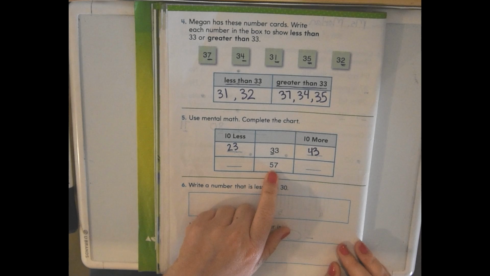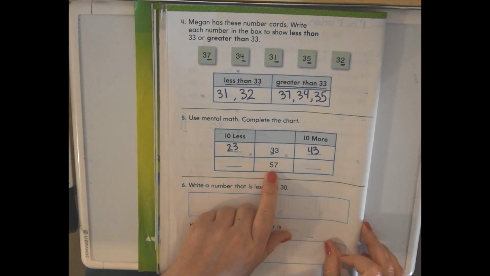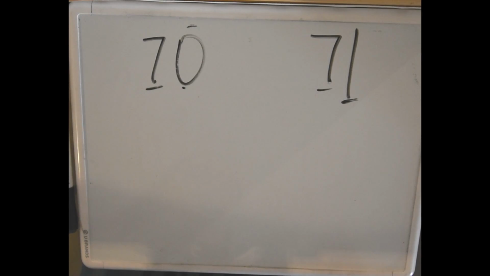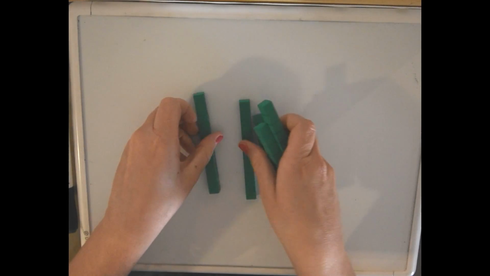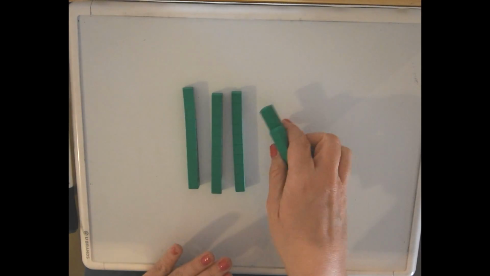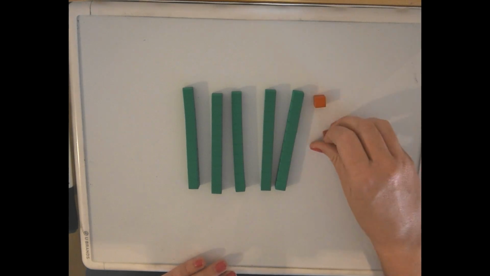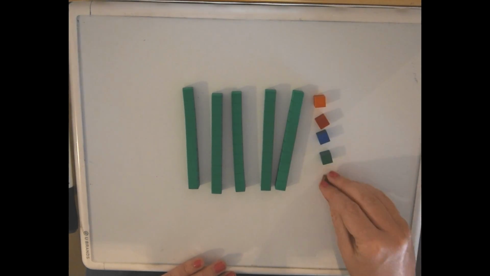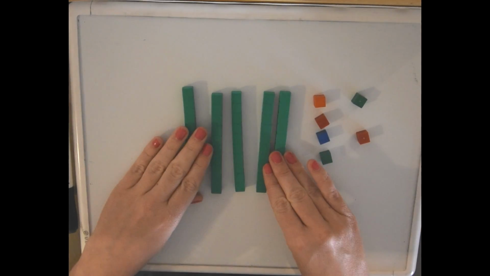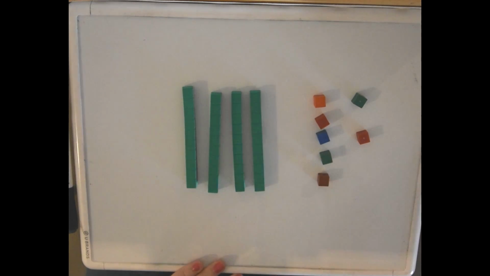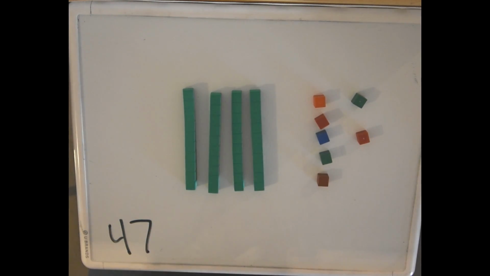All right, let's move on to 57. What I'm going to do is show using my 10s and 1s so you can visualize the number. So 57 has 5 10s, 1, 2, 3, 4, 5, and it has 7 1s, 1, 2, 3, 4, 5, 6, 7. Now to get 10 less, I'm going to simply take away a 10. And what number would that be? 1, 2, 3, 4. 4 10s, and I still have 7 1s, so it would be 47, right? That would be 10 less.